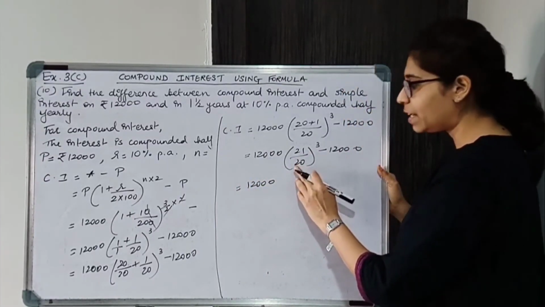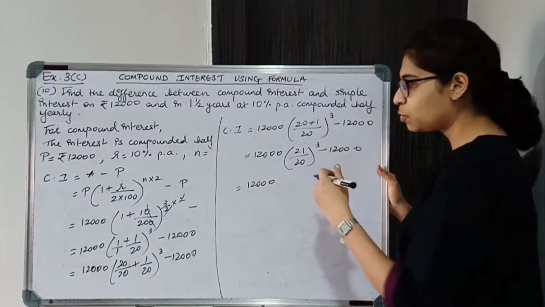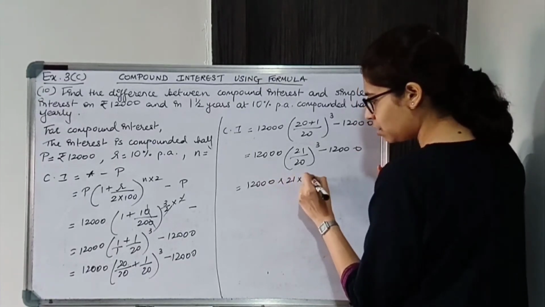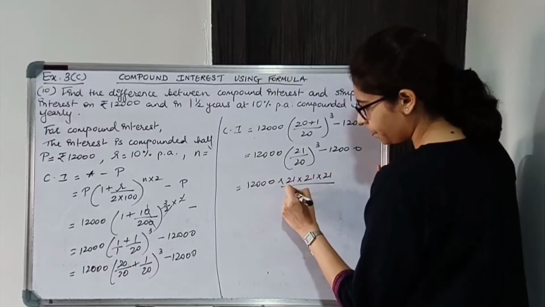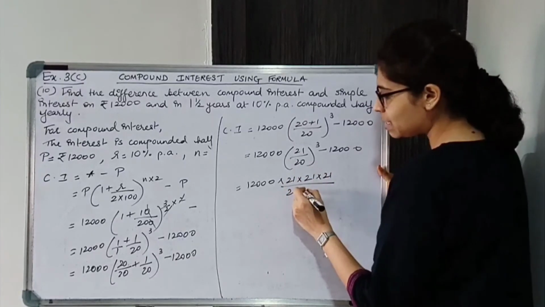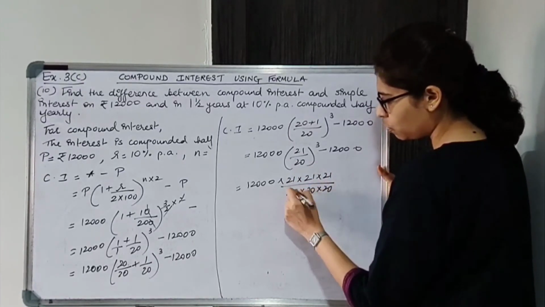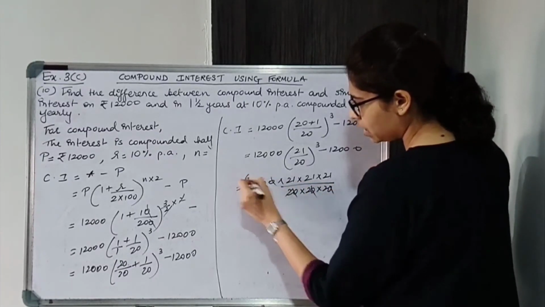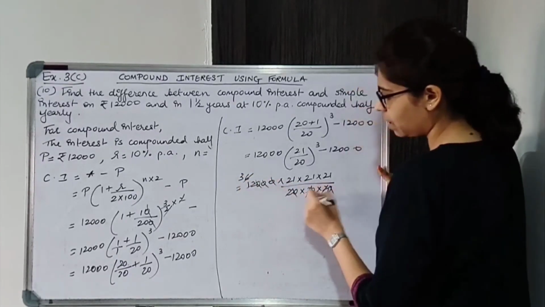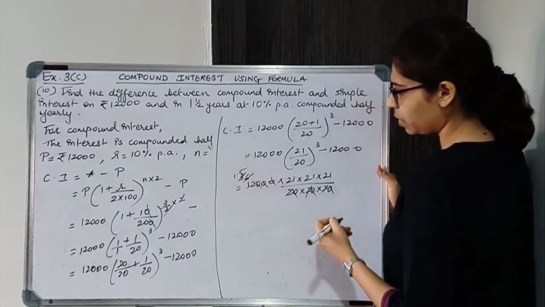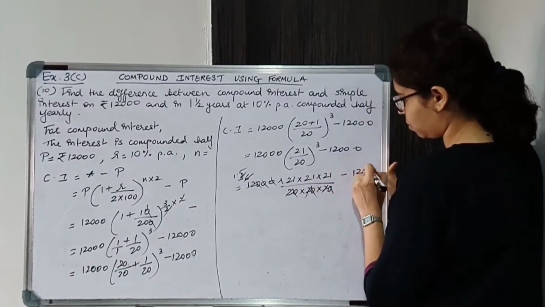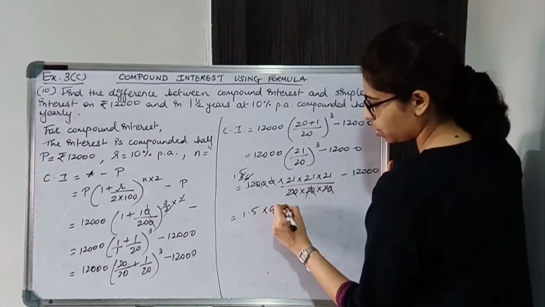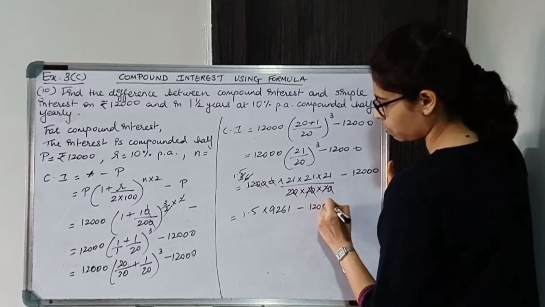Okay, so write 20 cube has 20 into 20 into 20. Same thing with 21 cube. Nothing cancels in 21 cube, but still just write it. You can directly find the cube. It is 9261. Okay, so 2 6s are, 2 3s are and 2 1.5s are. So minus 12,000. So we get 1.5 into 9261 minus 12,000.